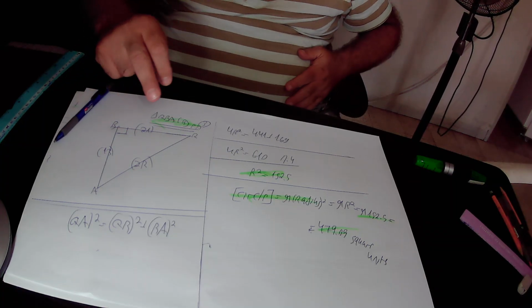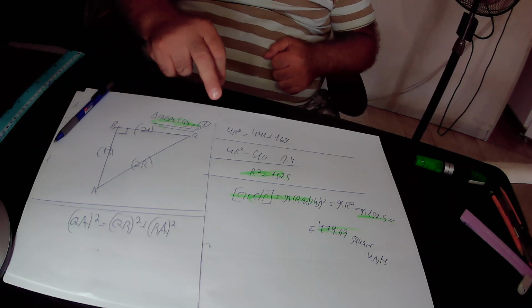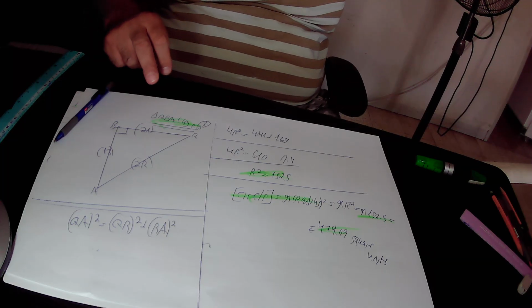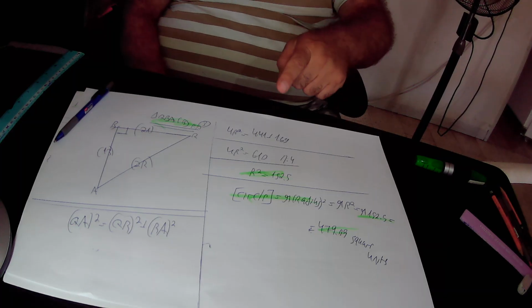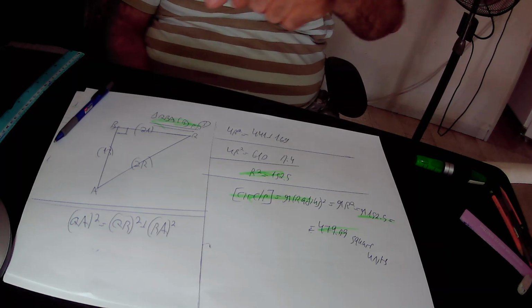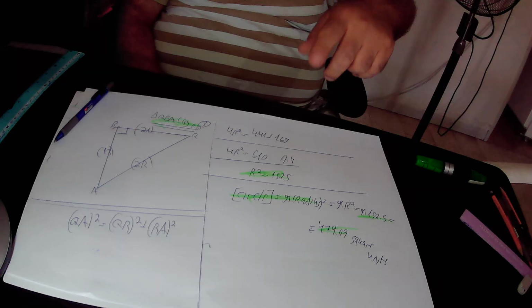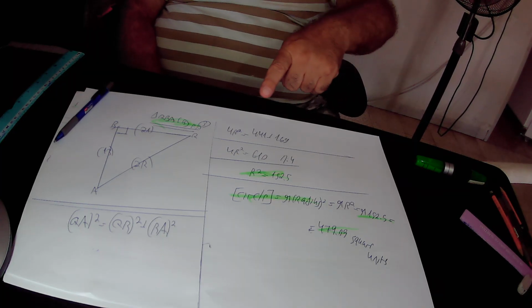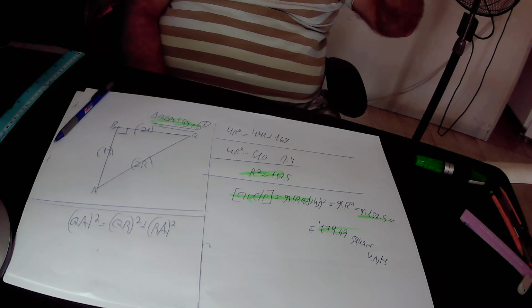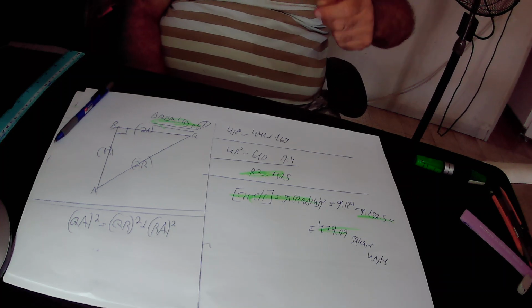QA is 2r, therefore QA squared is 2r squared, that is 4r squared, and it is equal to QB squared. QB is 21, therefore QB squared is 21 squared, that is 441, plus BA squared. BA is 13, therefore BA squared is 13 squared, that is 169. So 4r squared equals 441 plus 169. 441 plus 169 is 610.